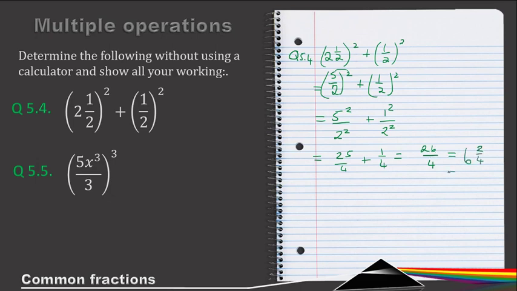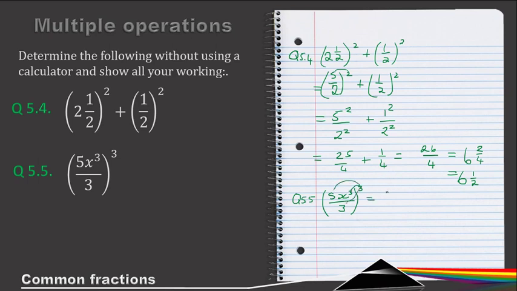And then just to simplify this fraction over here, we have 6 and 1 over 2 left. All right, then for question 5.5, 5x to the power 3 over 3, and that's to the power 3. Now, this cube here needs to go to all of the bases inside.